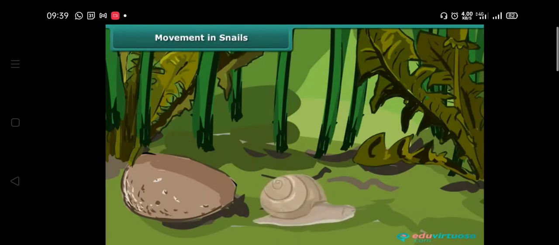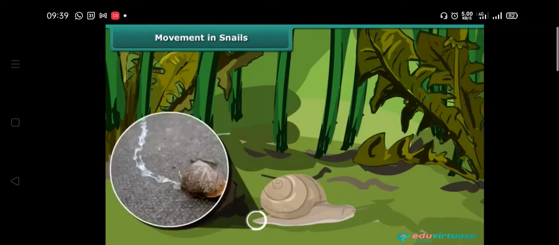The strong muscular foot below the shell can protrude. The undersurface of the muscular foot is lubricated with mucus. Waves of muscular contractions along this surface help a snail move. The mucus also reduces the risk of injury from sharp objects. That is why a snail can walk over sharp objects like blades without getting hurt.